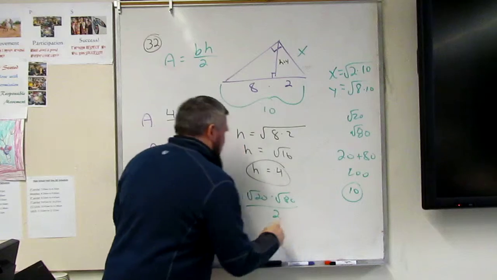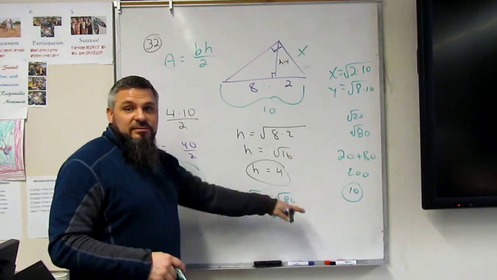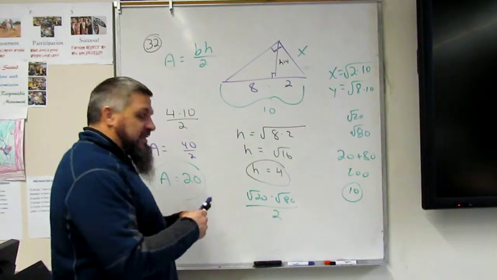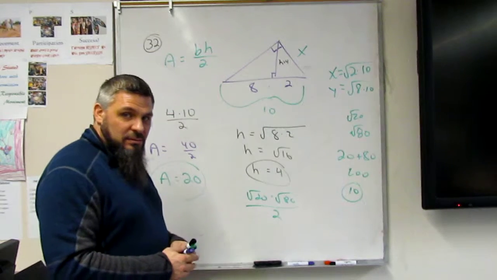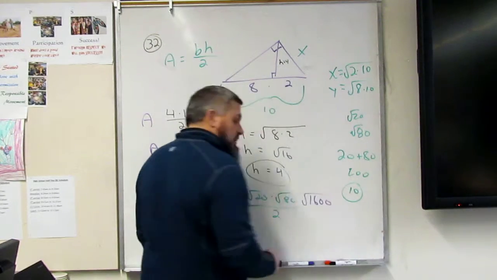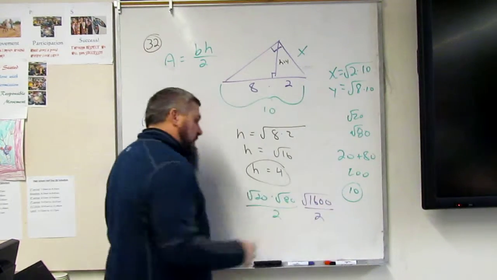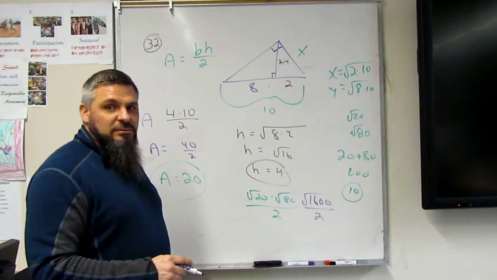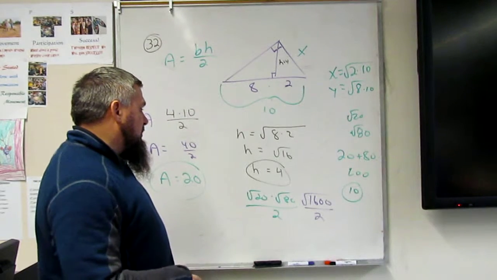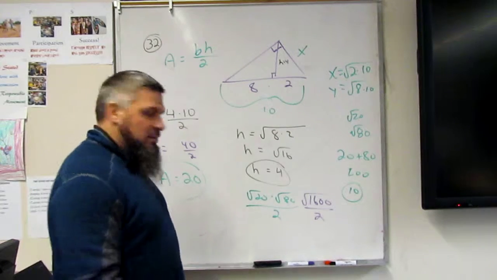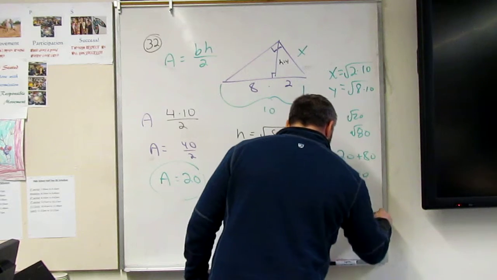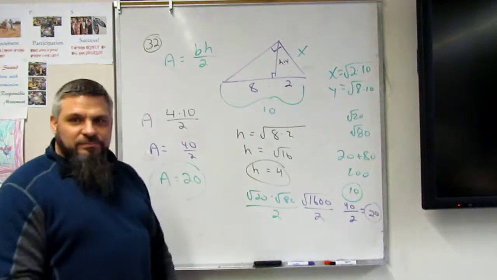So this divided by 2 should be, because this would be height and base, right? And then half. So is it? Well, what is 20 times 80? Right? What's the square root of 1600? Wouldn't that be 40? Bam!